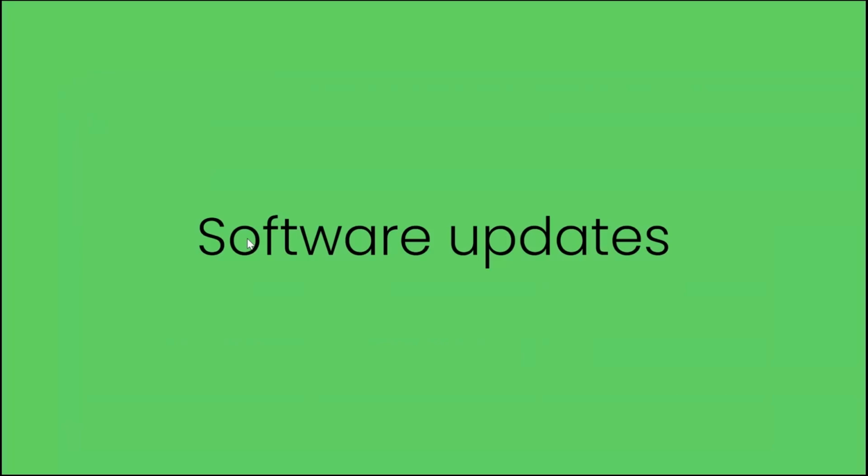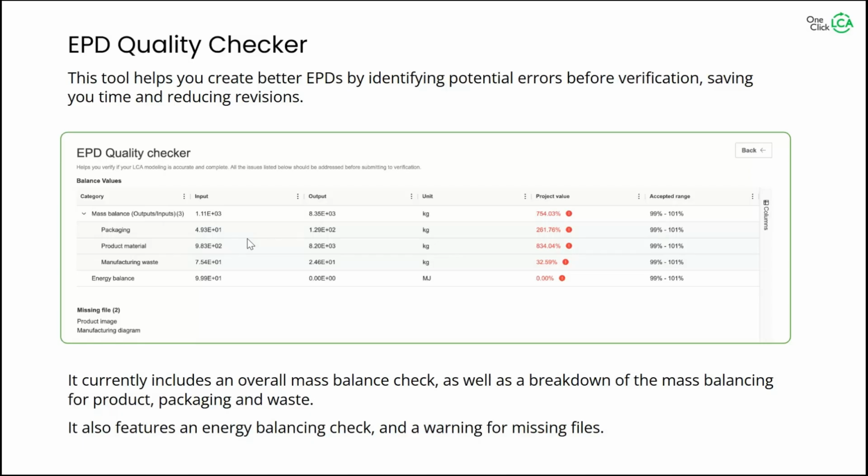That was it for the general updates, and now we move more to the EPD software updates. The first one is a new tool that we introduced called the EPD Quality Checker. So this is basically designed to help you create better EPDs because it allows you to spot potential errors in it, that basically reduces the time that you spend during EPD verification.